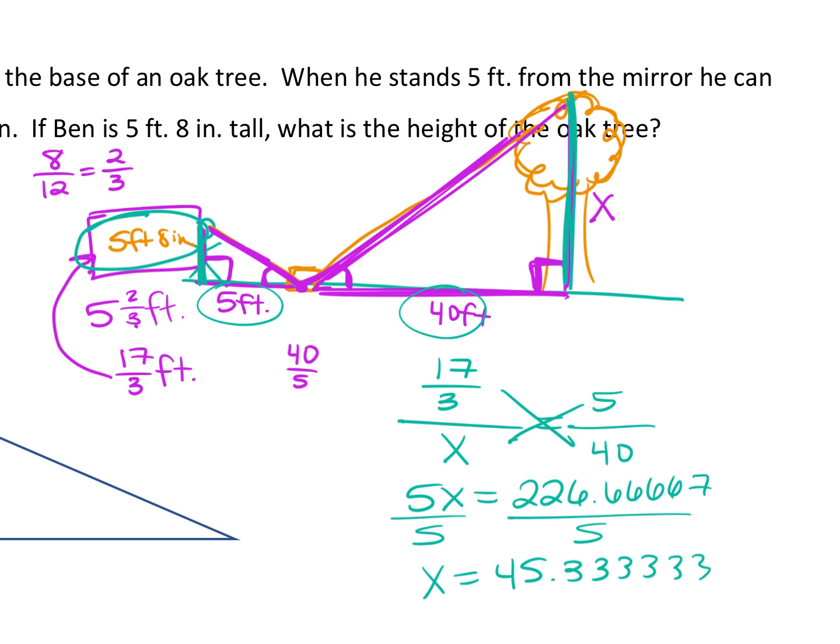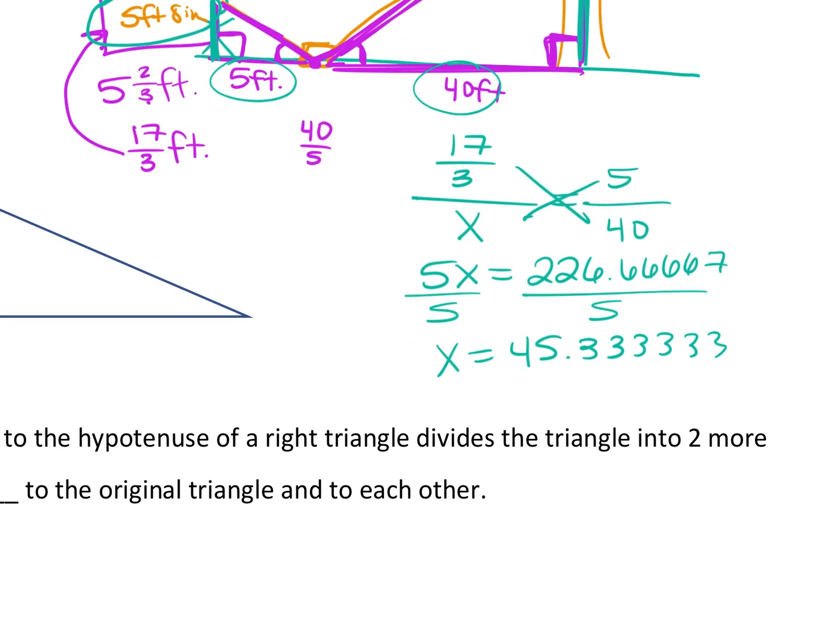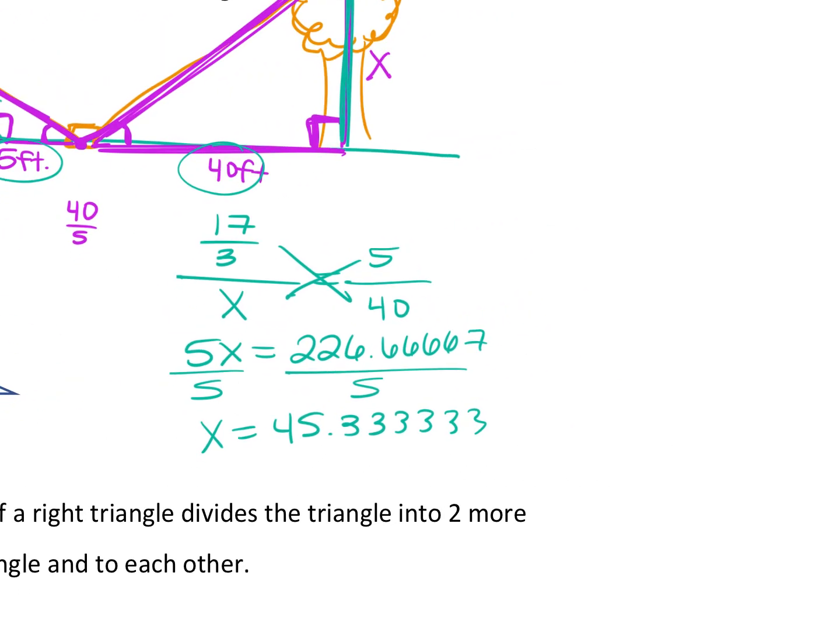45.3333, right? What is that? 1/3. So this is 45. Oh, I am all over the place here. 45 1/3 is our X value. What does that mean? Feet. The tree is 45 1/3 feet tall.